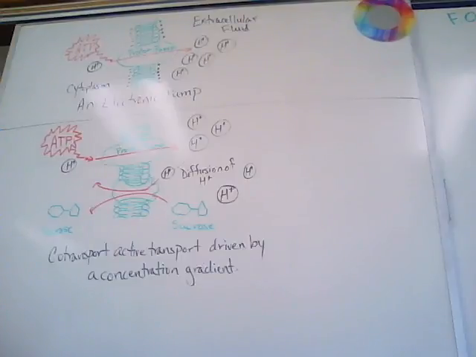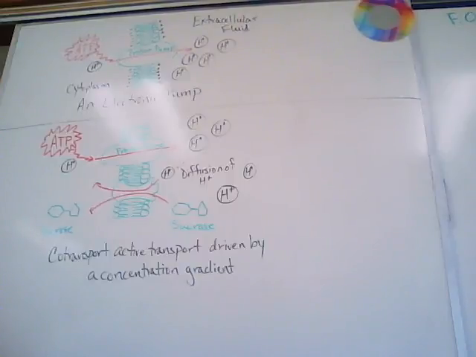The voltage across a membrane, called a membrane potential, ranges from about 50 to 200 millivolts. The minus sign indicates that the inside of the cell is negative relative to the outside. So it would be written as negative 50 to negative 200 millivolts.